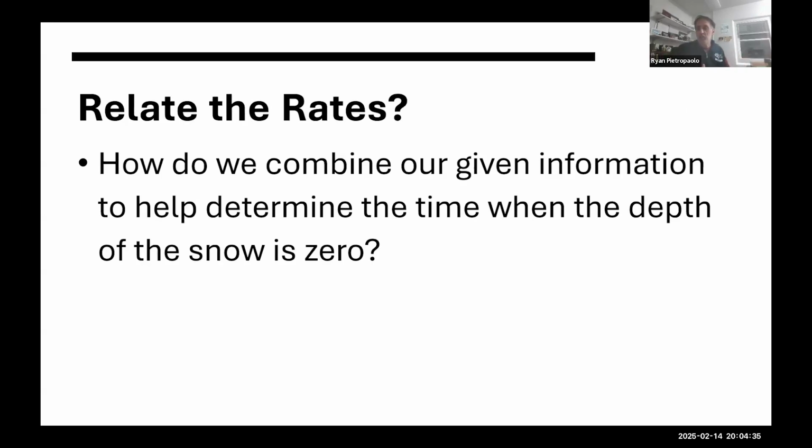And this is where the kids kind of struggle a little bit because there's a lot of information, but how do we take all that together and figure out ultimately what time it is when the snow level is at zero? So again, you can't just dive into that part of it, just figuring out the time. You got to kind of piece it together little by little.